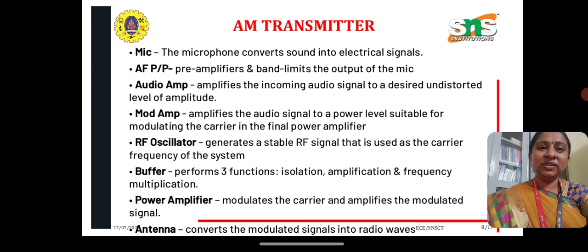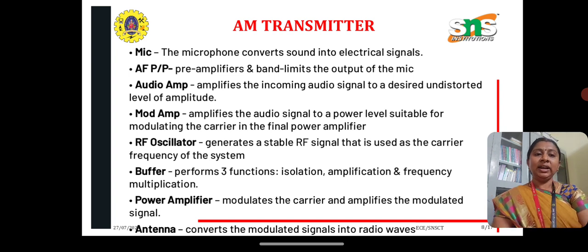The audio amplifier mainly amplifies the incoming audio signals to a desired undistorted level of amplitude. Then those outputs are given to the power amplifier, which modulates the carrier and amplifies the modulated signal, whereas the antenna finally converts those modulated signals into radio waves.